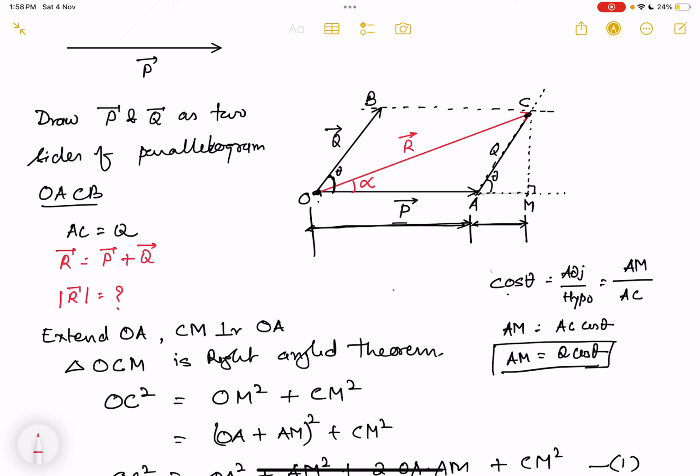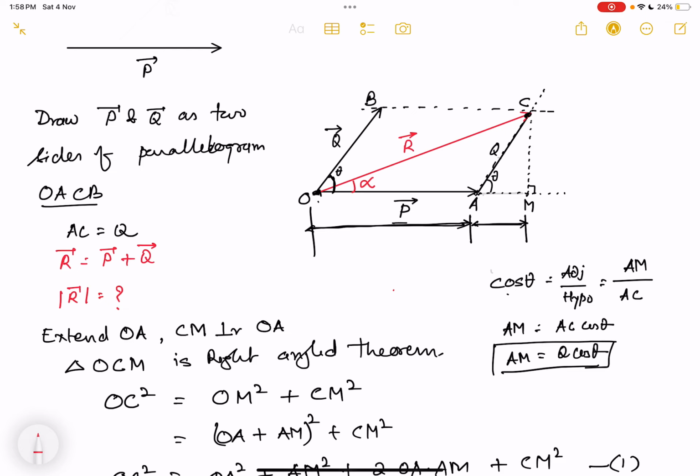So we will assume that, let us say that R makes an angle alpha with one of the two. I will take with P. Okay, and I will try to find out alpha. Okay, now I can use this in this big triangle. There is a big triangle here. I can use tan alpha to find out the direction. Okay, what is tan alpha here?